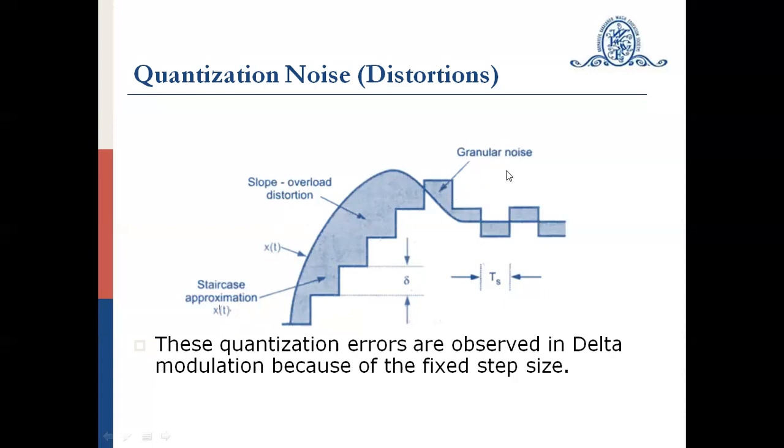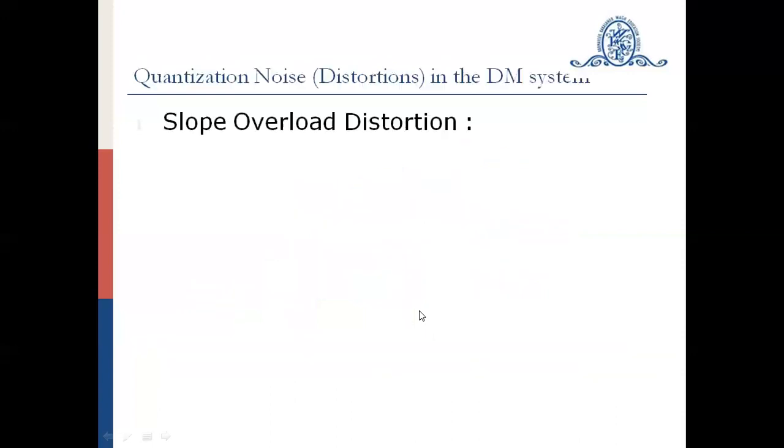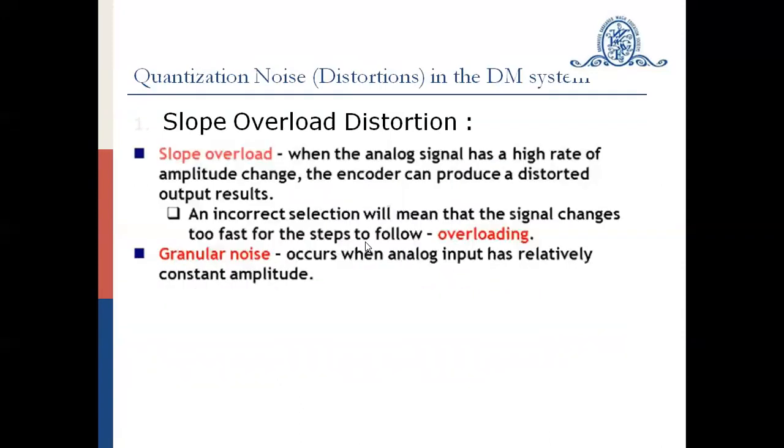But we can see another distortion, that is granular noise. If you try to increase the step size, this granular noise will increase. Granular noise is basically when, even though your x of t is constant, the approximated signal is hunting above and below x of t. So there are two things: delta should be small if you want to reduce granular noise, and if you want to reduce SOD, delta should be high, that is, step size should be high. But in delta modulation, it is not possible to have variable delta or variable step size.